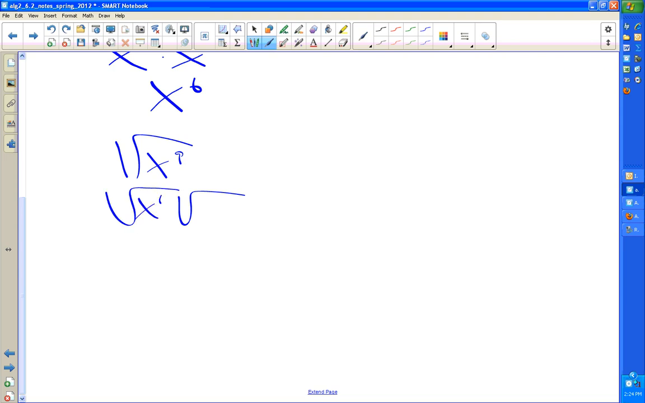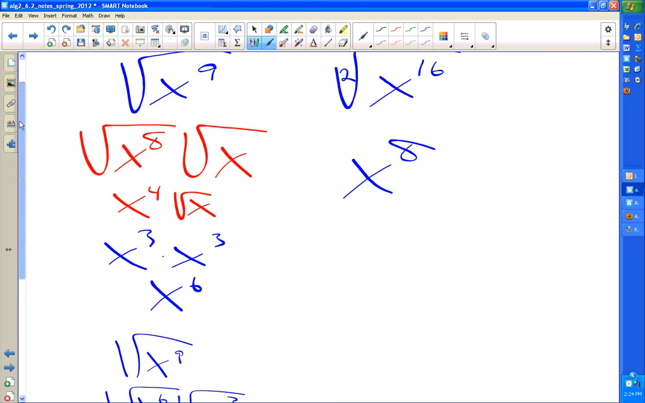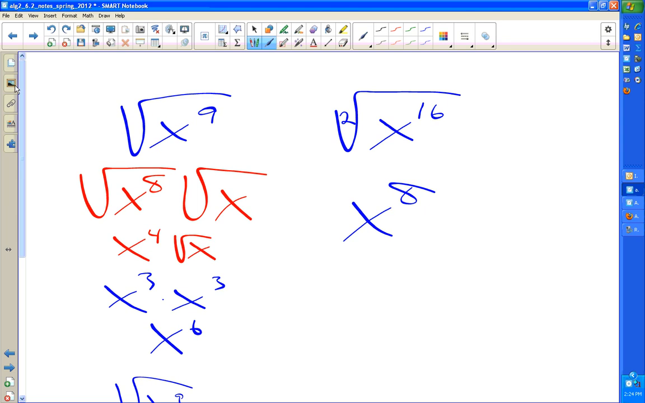If I chose the square root of x to the 6th, the bad guy would be x to the 3rd. Some of you are thinking, wait a minute, wasn't x to the 9th a perfect square? The square root of x to the 9th is x to the 3rd, right? It is not the square root of the power. X to the 3rd times x to the 3rd is x to the 6th, not x to the 9th. So it is not a perfect square.